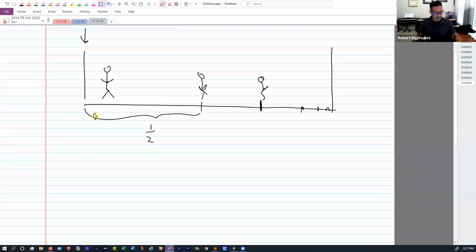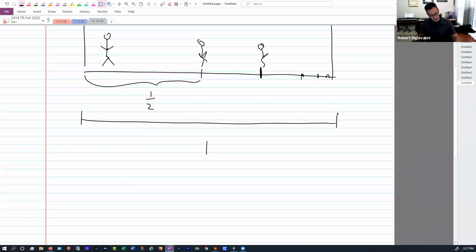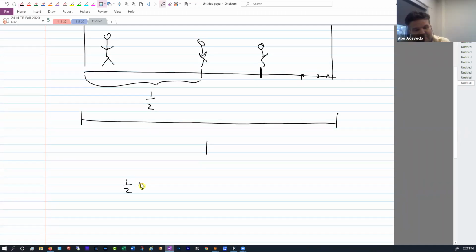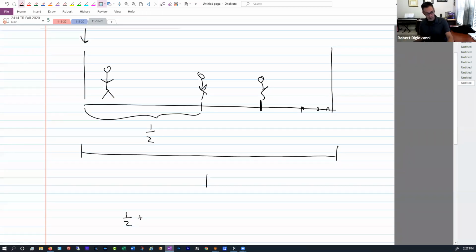Okay, so look, how far does she walk in the first distance? Let's just say that the distance from here to here is 1, okay? So when she walks the first halfway, she walks a half, right? So we have a half, plus, now, how far does she walk in the second part? From here to here?